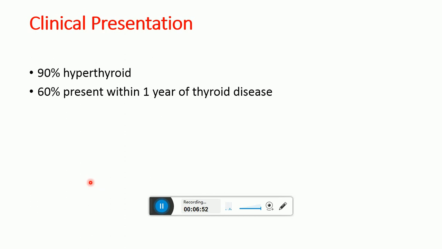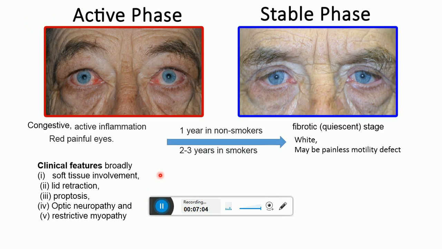Clinical features: in 90% of patients are hyperthyroid, and 60% present within 1 year of thyroid disease, while 40% present more than 1 year after thyroid eye disease. In thyroid disease, there is an active phase and a stable phase. In the active phase, you can see there is congestion, inflammation, and the eyes are red and painful. This tends to remit within 1 to 3 years: 1 year in non-smokers, 2 to 3 years in smokers.